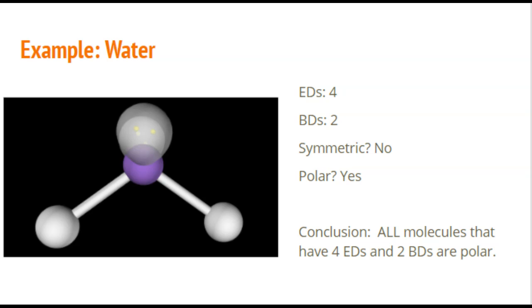Okay. Now the conclusion that we draw is that any structure with 4 electron domains and 2 bonding domains is polar. Okay, that's really what we're talking about. Okay, and so that's what this video is going to do. It's going to go down through and give you the polarities of all of the electron and bonding domain combinations.